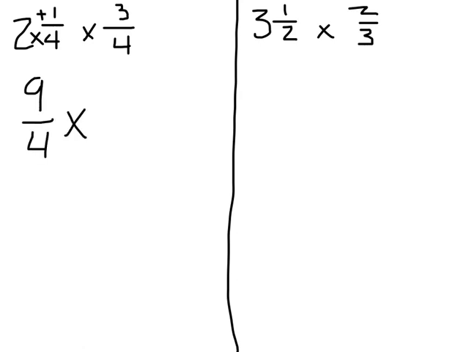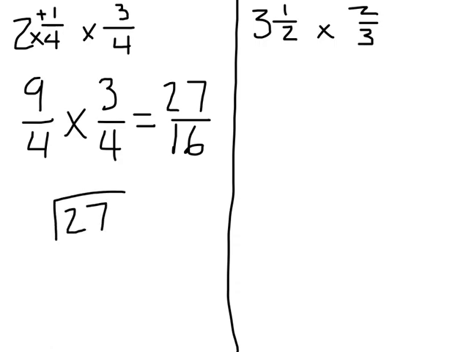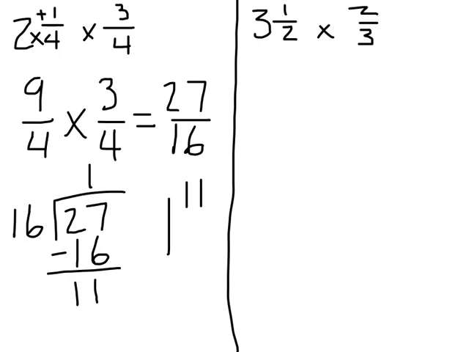Now I can multiply that by 3/4. What's 9/4 times 3/4? It's 27 over 16. Now I can divide to change that into a mixed number. How many times does 16 go into 27? It goes in once. 1 times 16 is 16, and there are 11 left over. So the correct answer is 1 and 11 over 16.